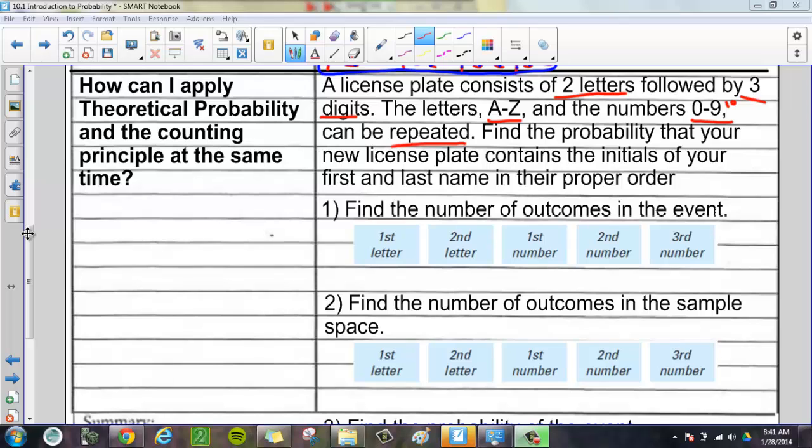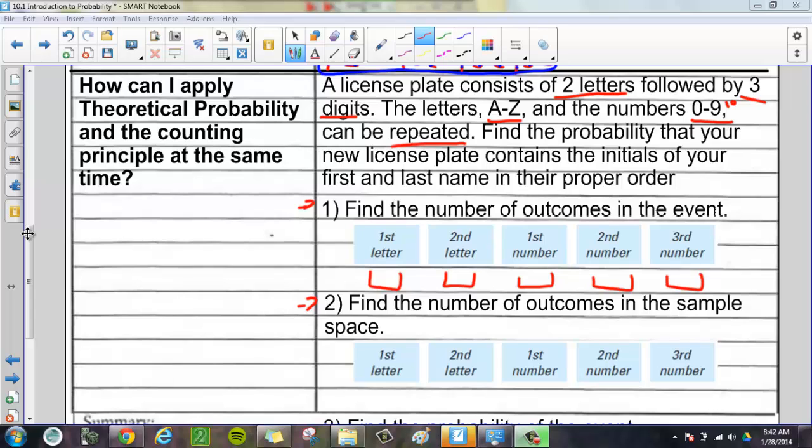So we're going to use those buckets that I talked about previously, and I have it set up here. The first thing we want to do is find the number of outcomes in the event. That's going to be our numerator. Part 2, we're going to find the number of outcomes in the sample space. That's going to be our denominator. And then we're going to put the numerator over the denominator to get our final solution. Remember, we multiply these buckets.